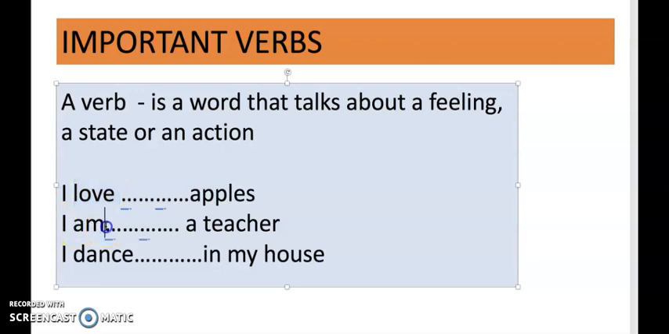And you've got I am a teacher. I am a student. I am Scottish. And that's a state. And for an action, we've got I dance in my house. I cook in my kitchen. I run in the gym. I listen to music.